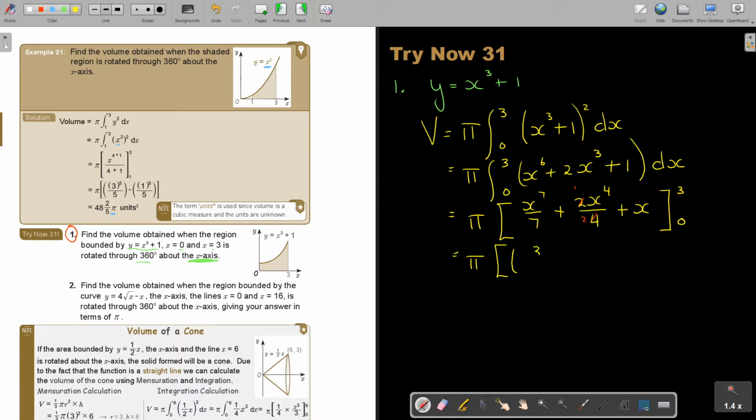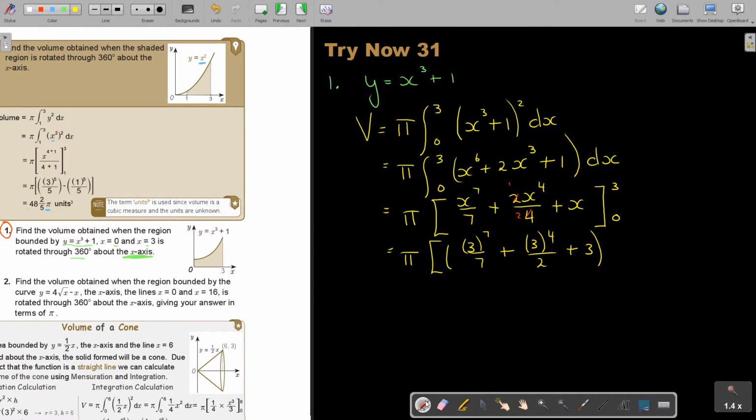So it's going to be 3 to the power 7 over 7 plus 3 to the power 4 over 2, don't forget your 2, plus 3. That's your first bracket. Minus, and okay, now I'm in the bracket again. Oh, this is 0. But don't always think it's 0, especially with lengths in the next chapter. In this case, it will be 0. I'm just going to show you. And you can see now, the whole term is just going to become that 0.